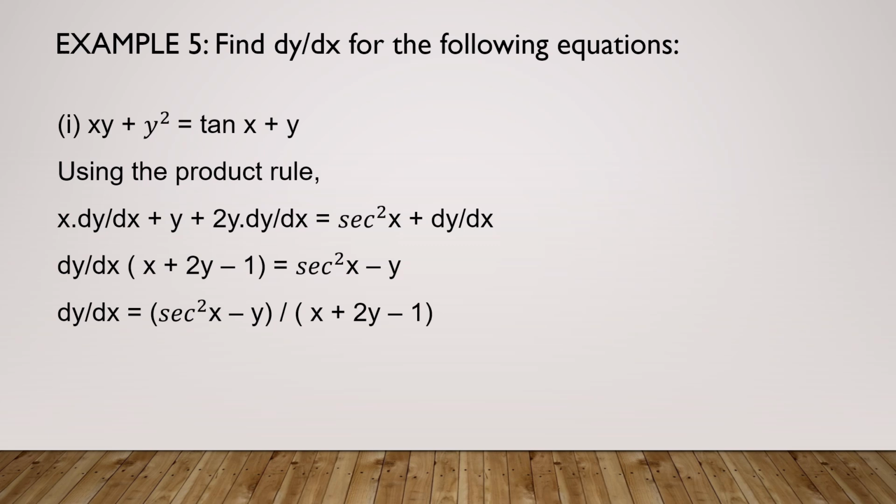Plus second term, y raised to n, derivative is n into y raised to n minus 1, which means y square derivative is 2y into dy by dx. This is equal to 10x derivative, which is x square x, and derivative of y is dy by dx. So dy by dx you take out common, and on simplification dy by dx is equal to x square x minus y upon x plus 2y minus 1.